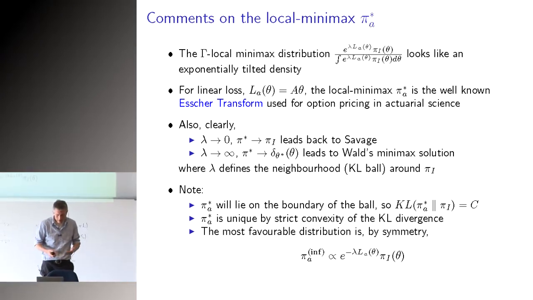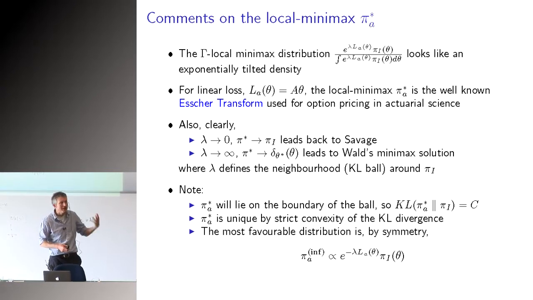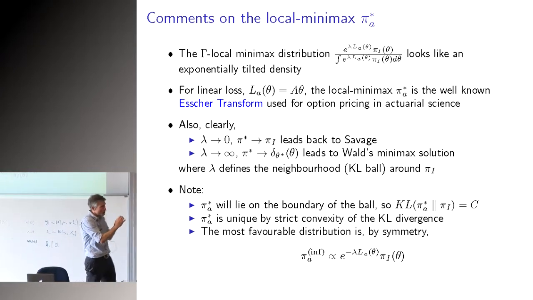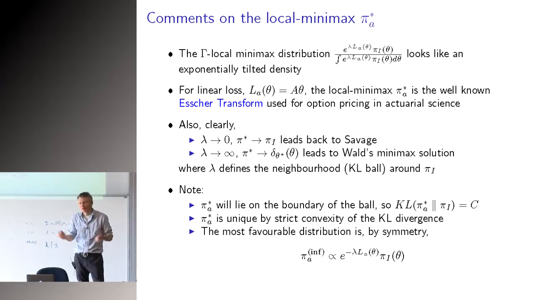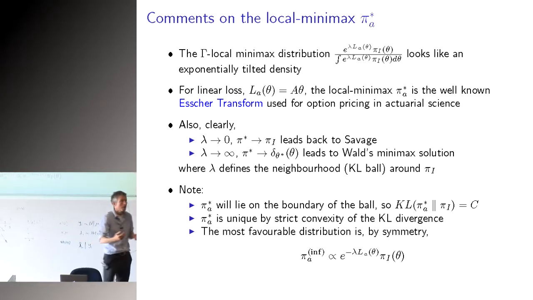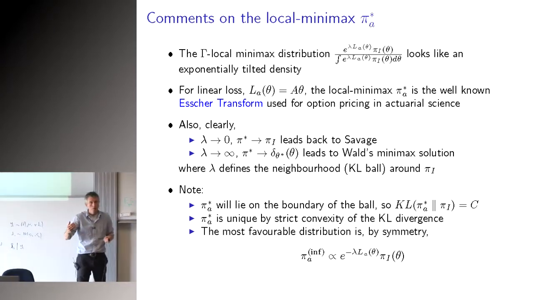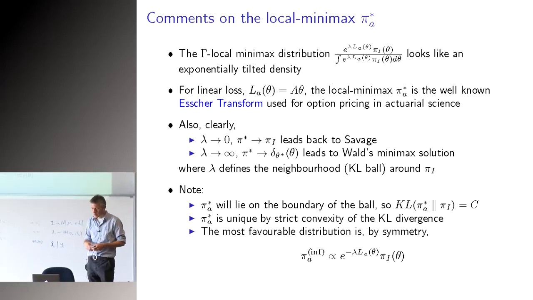Just some background: if that loss function is linear, this is called the well-known Esscher transform that's used in actuarial science. If I set lambda to be zero, if I set my Kullback-Leibler neighborhood to be zero, it's like having infinite trust in your model. So you're back to the classical Bayesian paradigm, which says, I truly believe my model and I should choose actions according to decision theoretic approaches a la Savage.